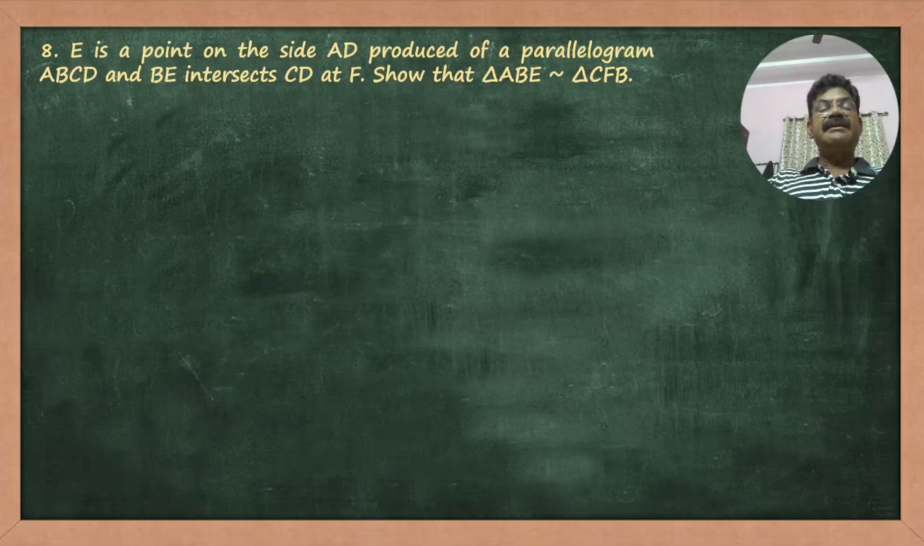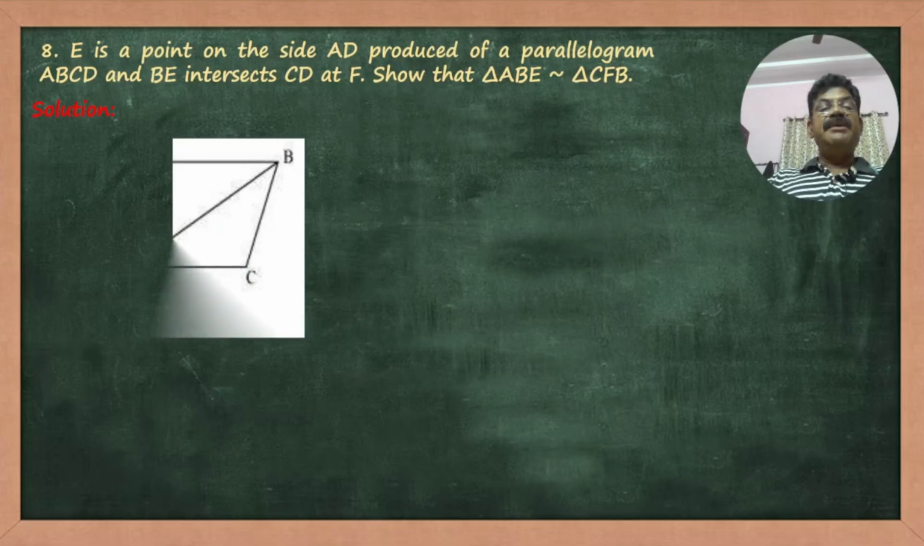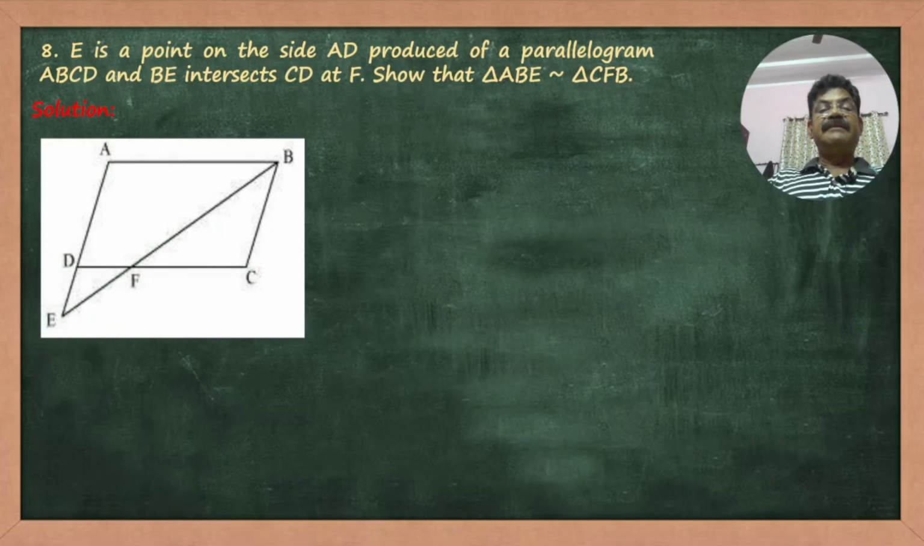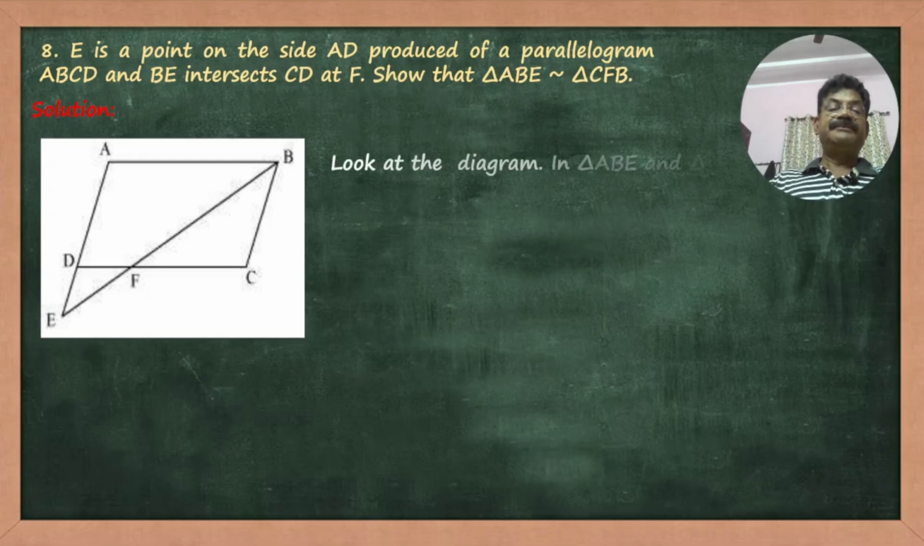Next, eighth problem. E is a point on the side AD produced of a parallelogram ABCD and BE intersects CD at F. Show that triangle ABE is similar to triangle CFB. You look at this diagram. ABCD is the parallelogram. AD is produced to E and BE intersects DC at F. That is to show that triangle ABE and triangle CFB are similar.